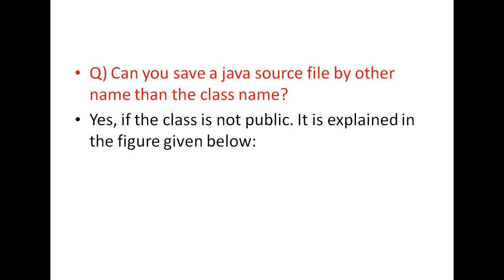Next, the question is, can you save a Java source file with a name other than the class name? In the last class, I told you that the class name and the source file name should always be the same. If the class name is simple, the file name must be simple. If the class name is demo, the file name is also demo. If the class name is temp, the file name is also temp. But the question is, if both names are different, then what happens?